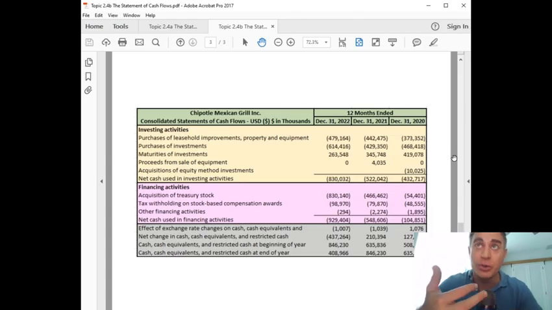They didn't have it in 2022 or 2021, but they did have it in 2020. So those are the uses of cash and the sources, if they have positive numbers, for their longer term decisions. Let's jump into the financing section.